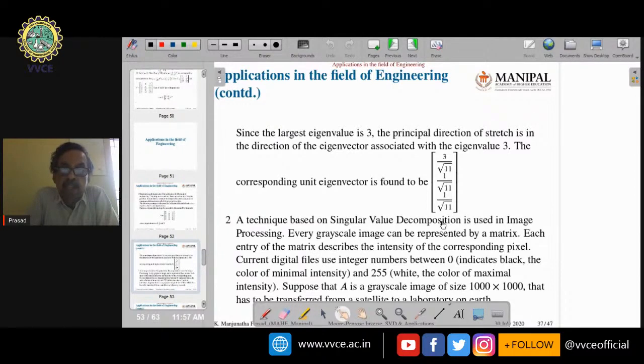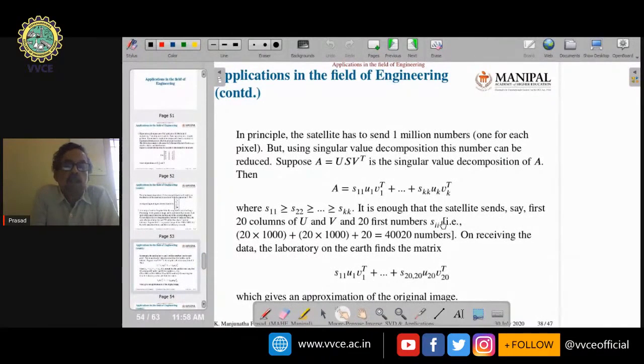Suppose that A is a grayscale image of size 1000 by 1000. So what is the size of the matrix? It is 1000 square entries that are to be there. It is too large. So you want to capture this image and send it, if it is a satellite image, to the laboratory on Earth, isn't it? Then sending so many, that is 1 million numbers, is difficult. So this is where we are going to make use of singular value decomposition.